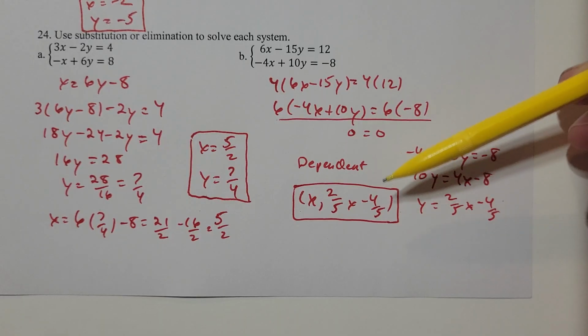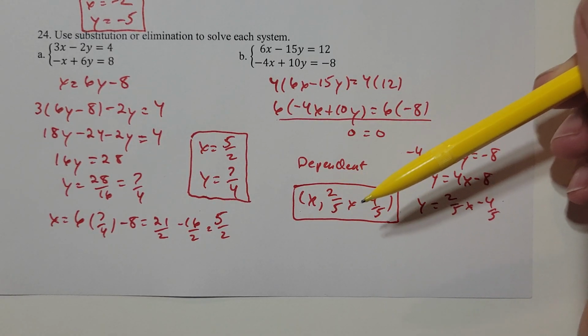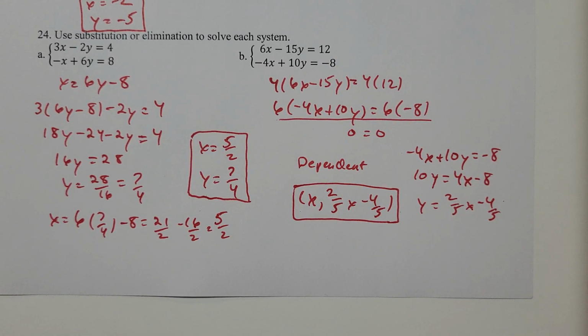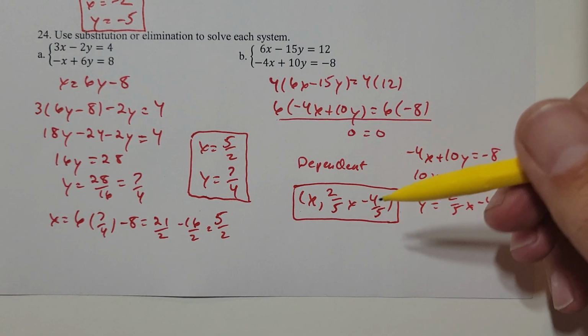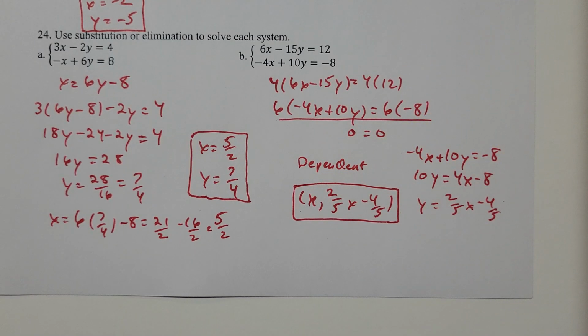Now, this is one way to describe how there's infinitely many solutions to this system. You can give me any value for x that you want to get started with the problem, and I can always find a corresponding y value by taking 2/5 times that number minus 4/5. The point is that you can give me any number there to get started. That's why there's going to be infinitely many numbers that would be solutions to this system.